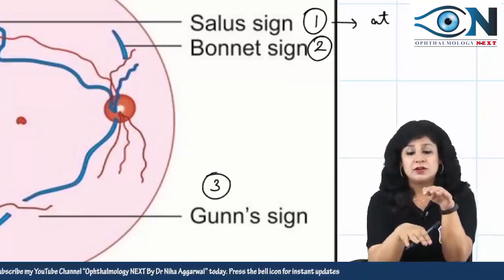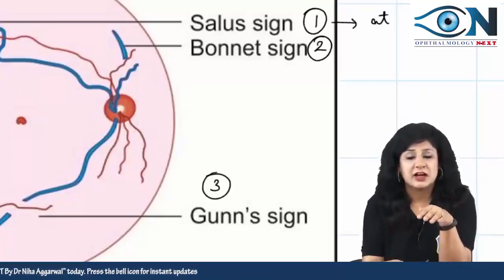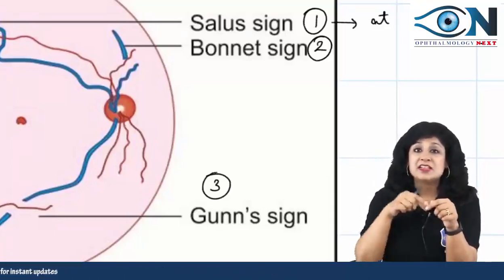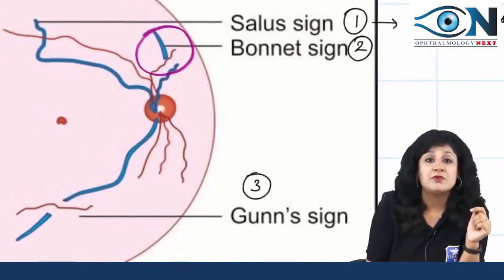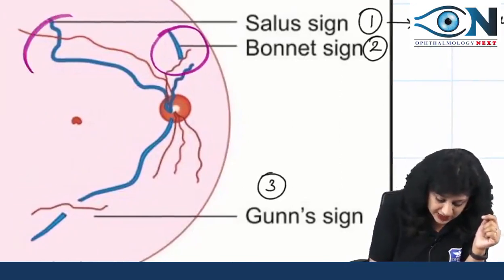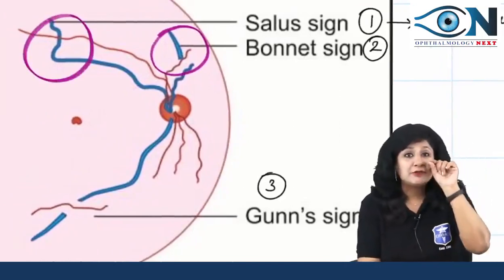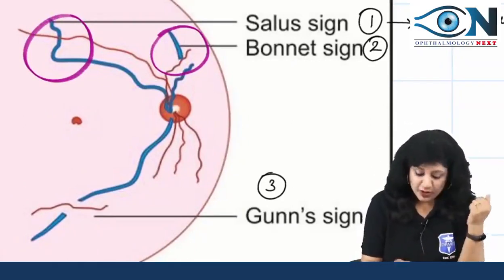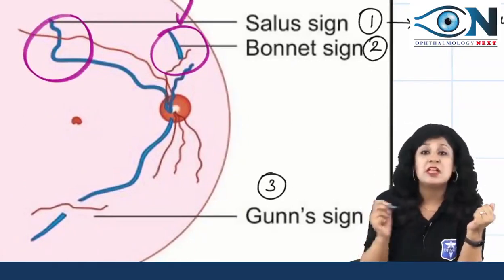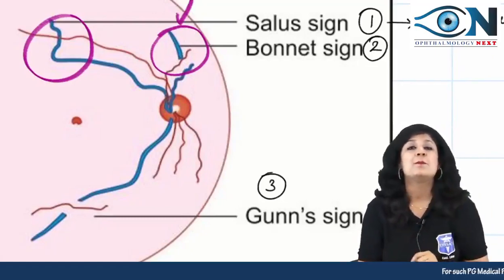Now the Bonnet sign is always on the distal side of the crossing. So always remember, when it is distal to the AV crossing, can you see here we have got distal to the AV crossing. So here you have got an AV crossing. Can you see this area is your AV crossing? So when the deflection is taking place just at this AV crossing, then it is Salus sign. When it is taking place distal to the AV crossing, then it is called the Bonnet sign.